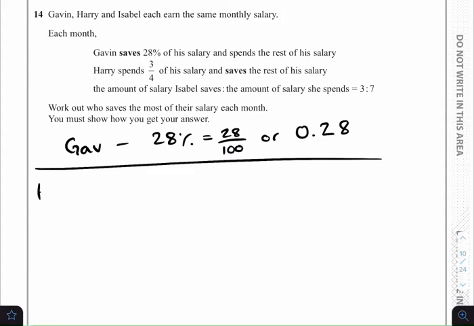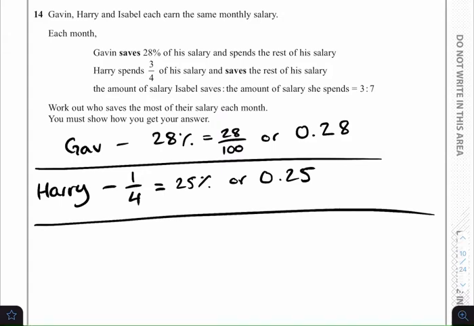So we've got Harry here. He spends 3/4 of his salary. So 3/4 of his salary he spends. That must mean that 1/4 of his salary he must save. Now 1/4 can be written as 25% or 0.25 if we're writing it as a decimal.